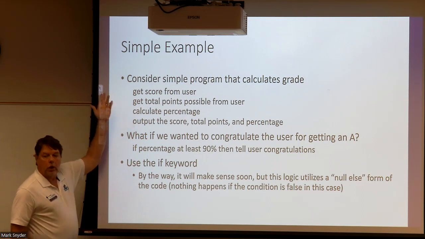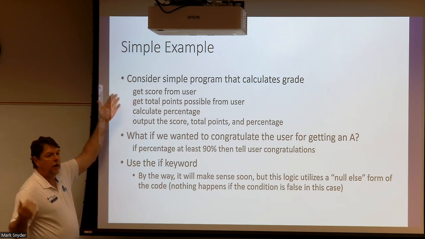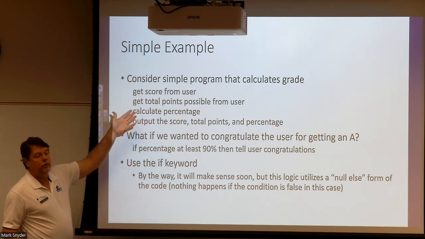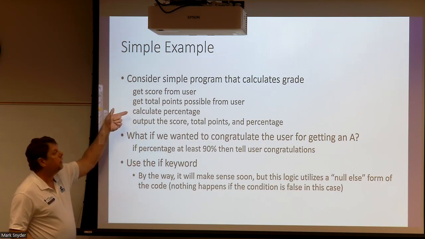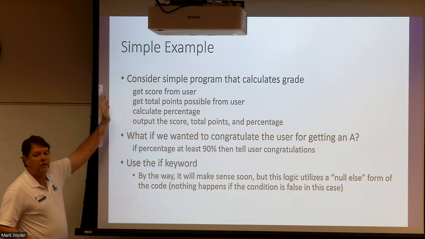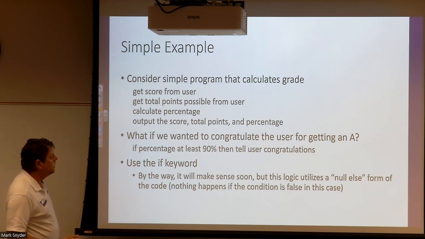This is along the lines of the kind of programs we've been creating up to this point. This is the pseudocode, obviously. Get a score from the user. Okay, they enter 85. Get the total points possible, say it's 100. We calculate the percentage, 85 divided by 100, and we output the score, the total points, and the percentage. If I gave you that assignment, you guys have knocked that out of the park, just like you've been doing all the other ones.